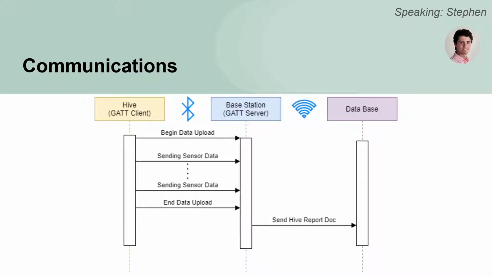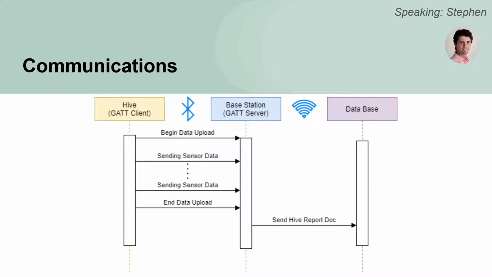Here we have an overview of our communication system. Our sensor data flows from the hives, through a base station, and finally to our database. Each hive serves as a GATT, or Generic Attribute, client, and connects to a base station, which is acting as a GATT server. The base station implements a Bluetooth Low Energy service with a single writable characteristic, which the hives can use to upload their sensor data.